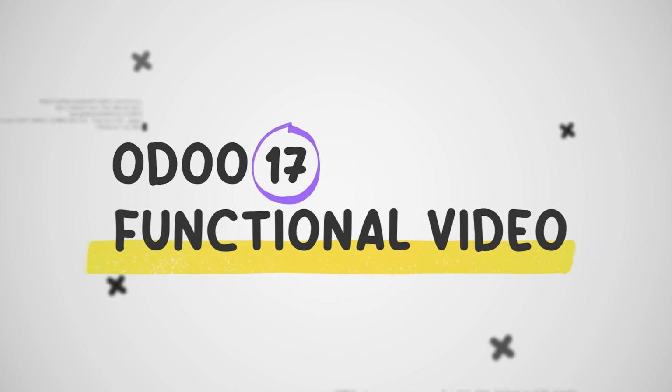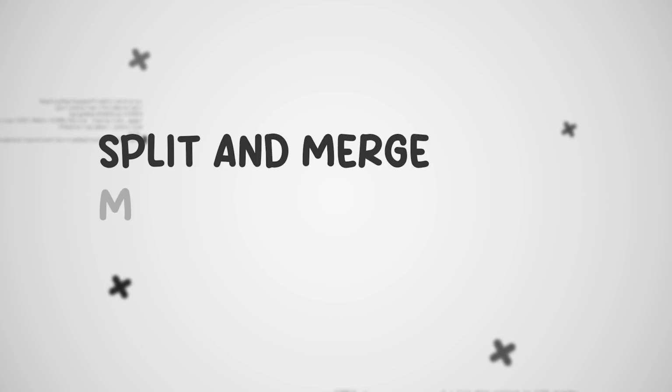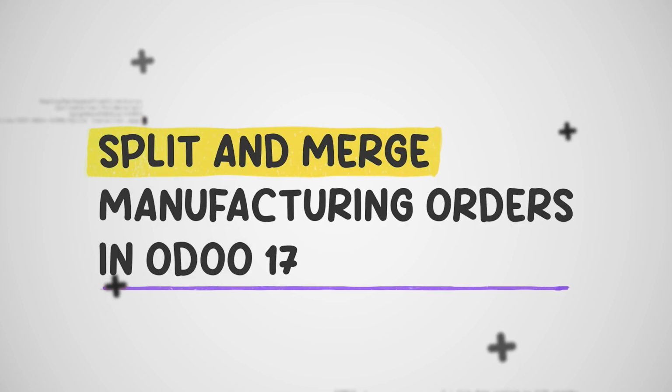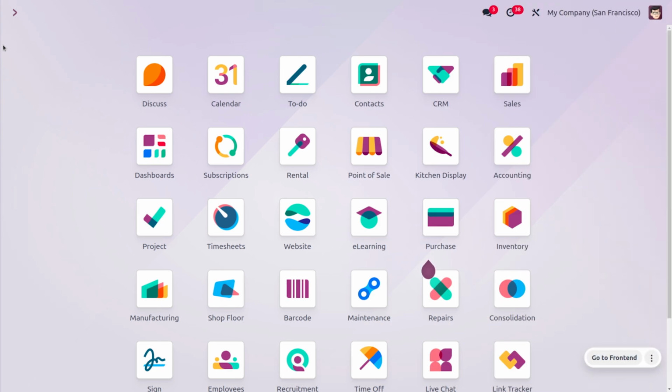In today's video, we will be discussing how to split and merge the manufacturing order. Imagine you have a large order for a product, but some of the materials needed for small portions are readily available. Splitting the order allows you to prioritize the production of the available portion, fulfilling parts of the customer's order faster. So let's see how we can manage this feature in the Odoo 17 manufacturing module.